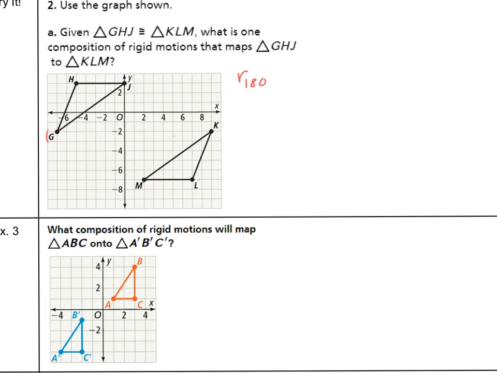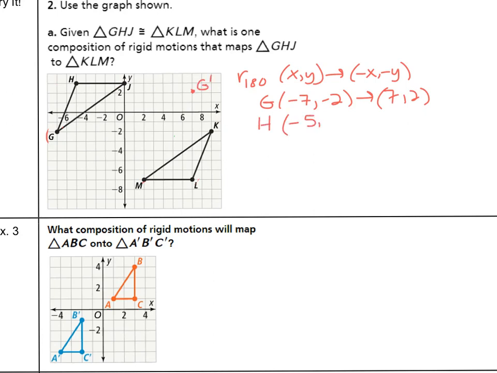What that does is it takes everything for XY, if you remember this, and just makes them negative. So it just changes both their signs, and that would be rotating. So let's see what we have. G is at -7, -2. So then the rotation would put it at 7, 2. Do you remember doing this? 7, 2. So here's where G prime would go. And then H is at -5, 3. So if we do that rotation, that would be at 5 and -3. So 5, -3. There's H prime.